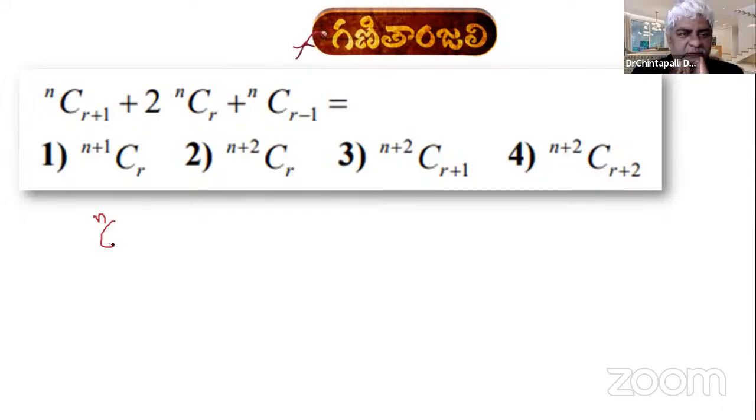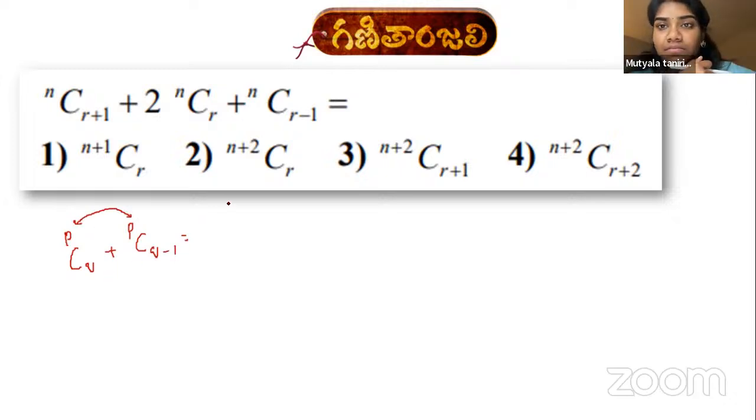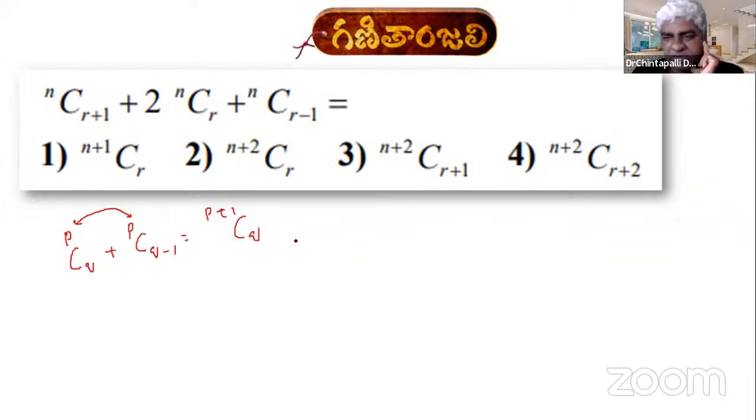Let me remind you of one formula. nCr + nC(r-1) = (n+1)Cr. Similarly, nPq + nP(q-1) equals... the first point is p equal, so it's (p+1), the bigger number. nCq + nC(q-1) is equal to (p+1)Cq, right?